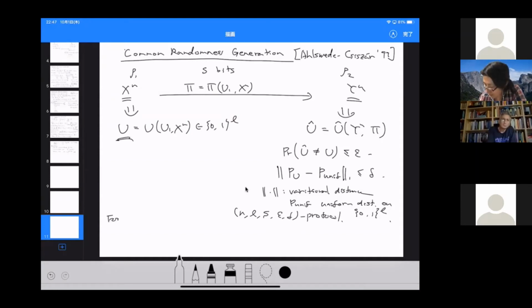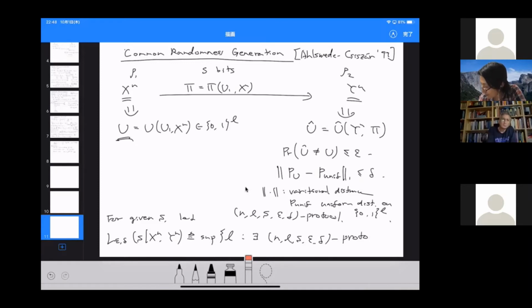And for given S, we define L epsilon delta of S, xn yn as the supremum length such that there exists an (L, S, epsilon, delta) protocol. So for given communication cost S, we would like to maximize the length of common randomness that can be shared between P1 and P2. Okay.